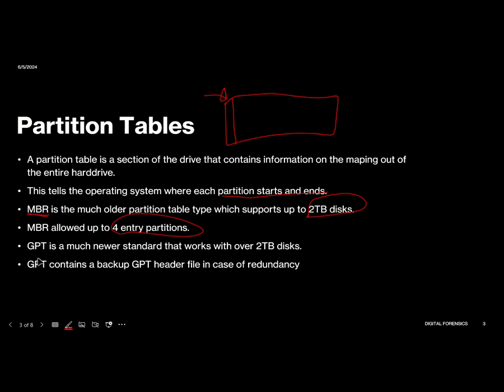Or you could use a much newer version known as GPT. It's a newer standard, and it supports well over 2 terabytes in space. So alternatively, you could use that instead. Another thing to note is that GPT contains a backup header. This is a backup in case the partition table itself fails and you can no longer map out where the partitions start and end and their partition types. That header is there as a redundancy.